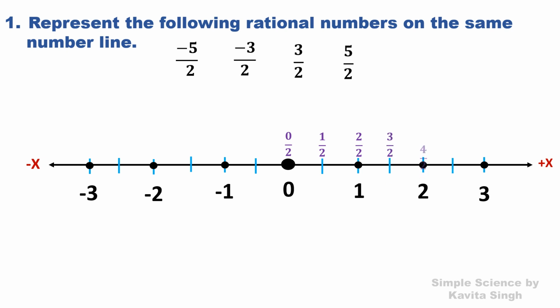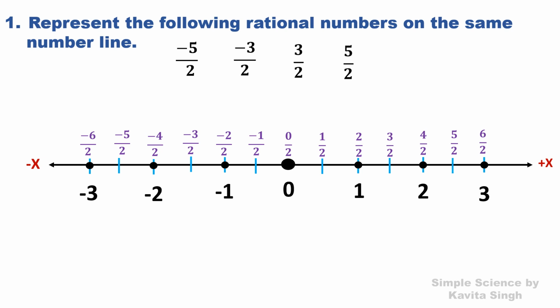Next value is 3/2. Then you have 4/2. 4/2 is what? 4 divided by 2 is 2. Then next 5/2. And then next 6/2. Similarly, on the negative x-axis or negative side or left hand side, you will write -1/2, -2/2, -3/2, -4/2, -5/2 and -6/2. So this step is also done.